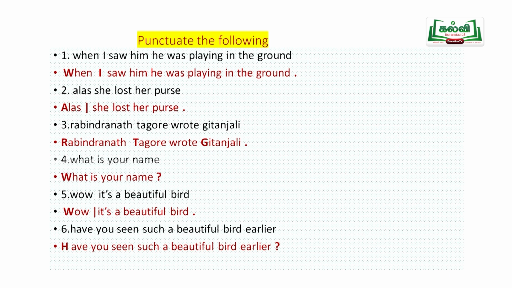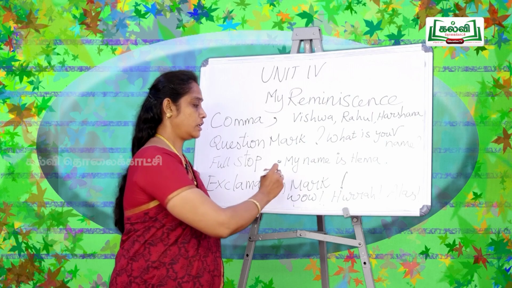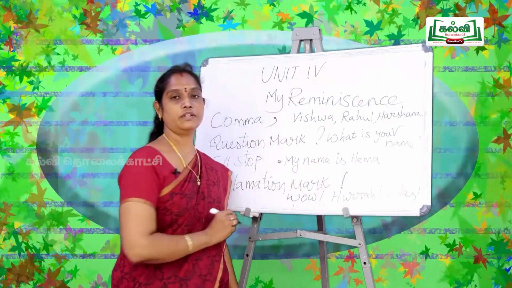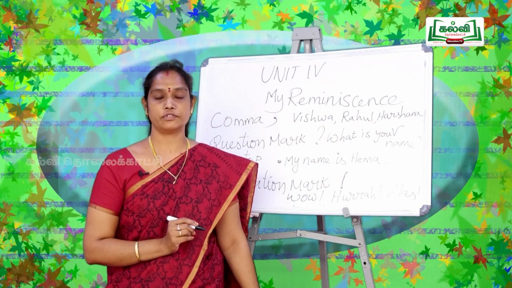What kind of word is it? Exclamation. Very good. Again, it's a beautiful bird. The sentence is ended, so you have to give a full stop. Very good. You have to give a full stop. So here, it's a beautiful bird. You have to give a full stop.